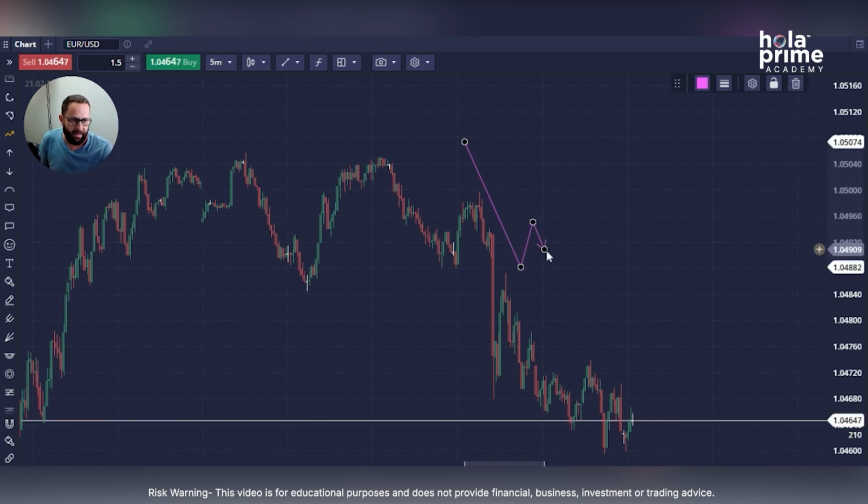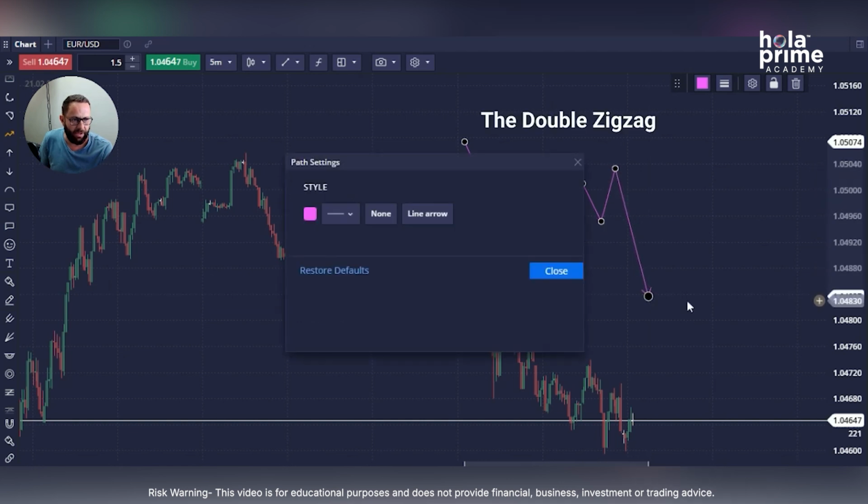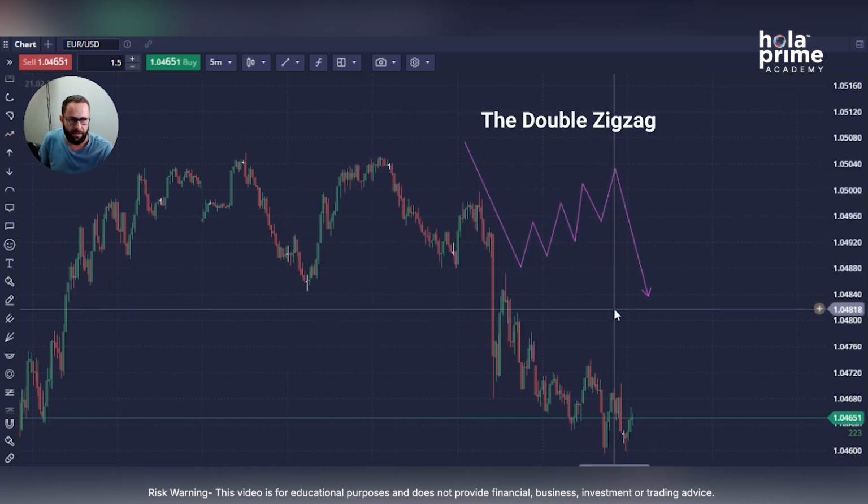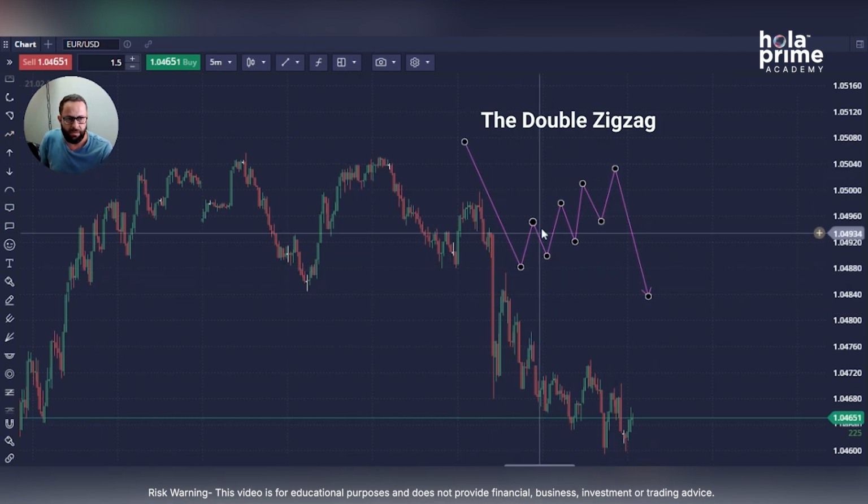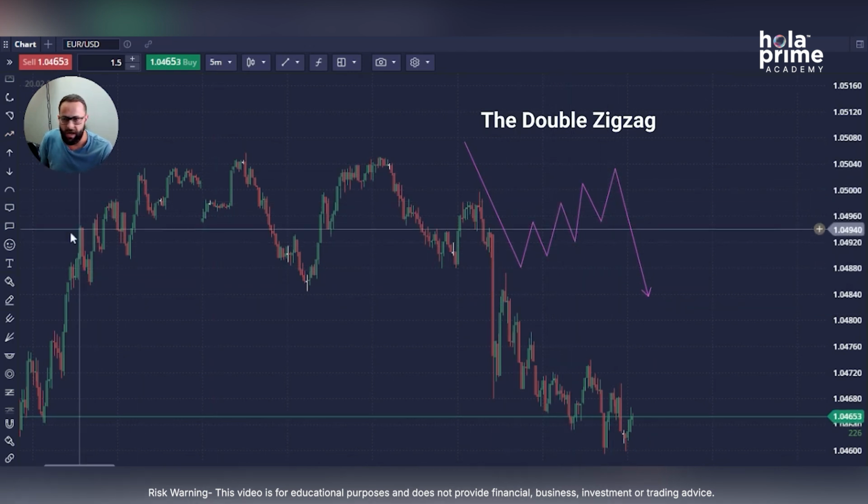So we have an A, a B, a C. Then we have that one leg down, in this case during a bearish trend, followed by another A, B, C. So two zigzags, then you get a trend continuation to the downside. All right, and this was labeled a WXY wave.